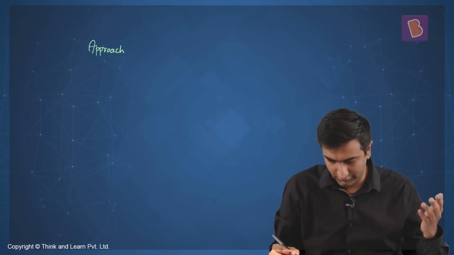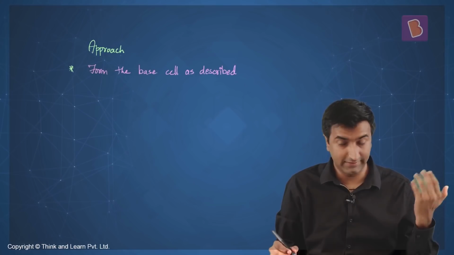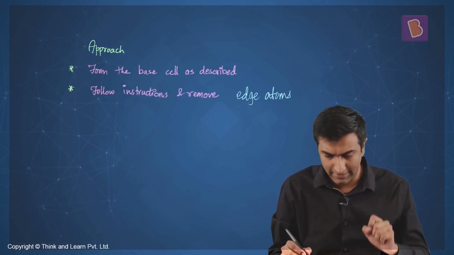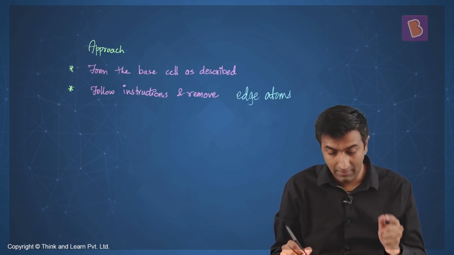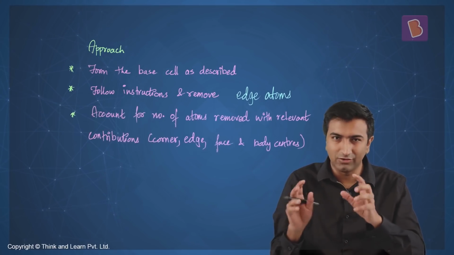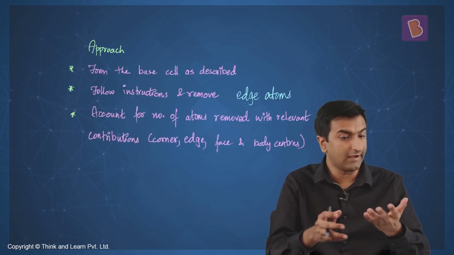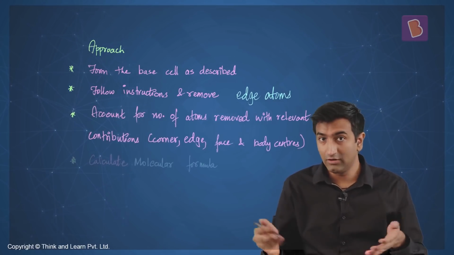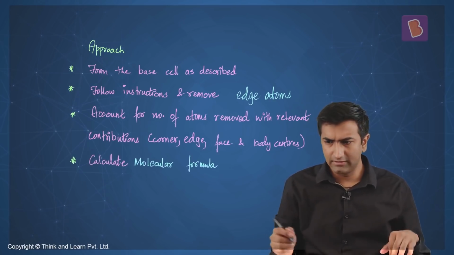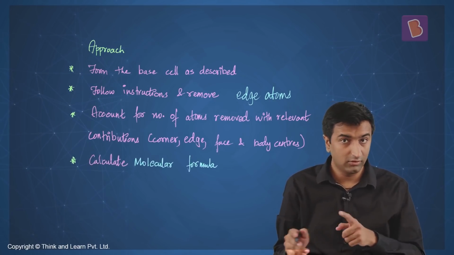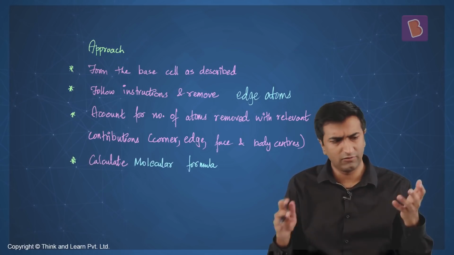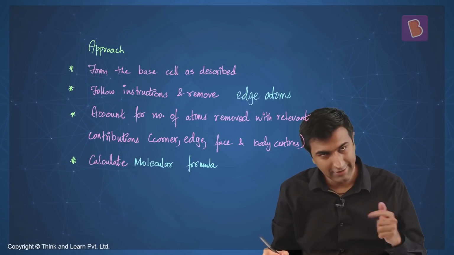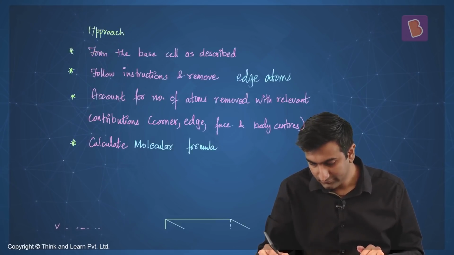All right, so just form the base cell as described. Okay, that's the first one. And then we're going to follow instructions and remove just the edge atoms in this case. Account for the number of atoms removed with the relevant ideas of whether you're removing a face center atom or an edge center or all of that, and what the contributions would be. Finally, find out the molecular formula. Sometimes you may get fractional things in. You need to make sure that you have a molecular formula. Molecular formulas don't have fractions. That's the only thing you need to be careful about, the last part. Let's get started.